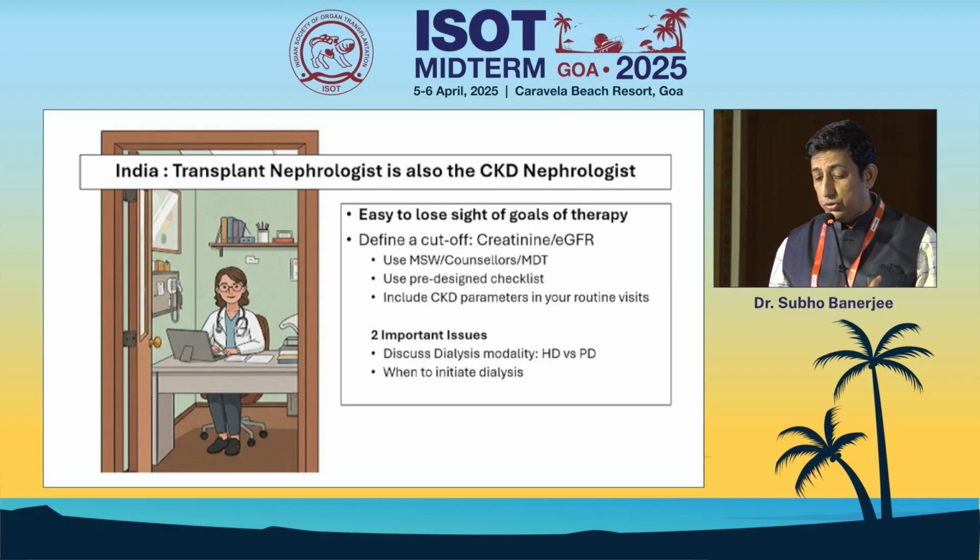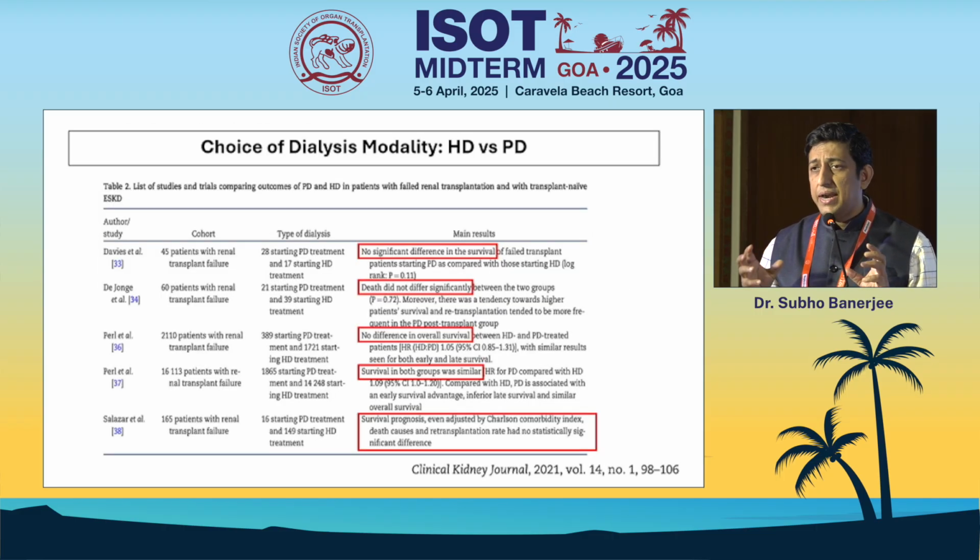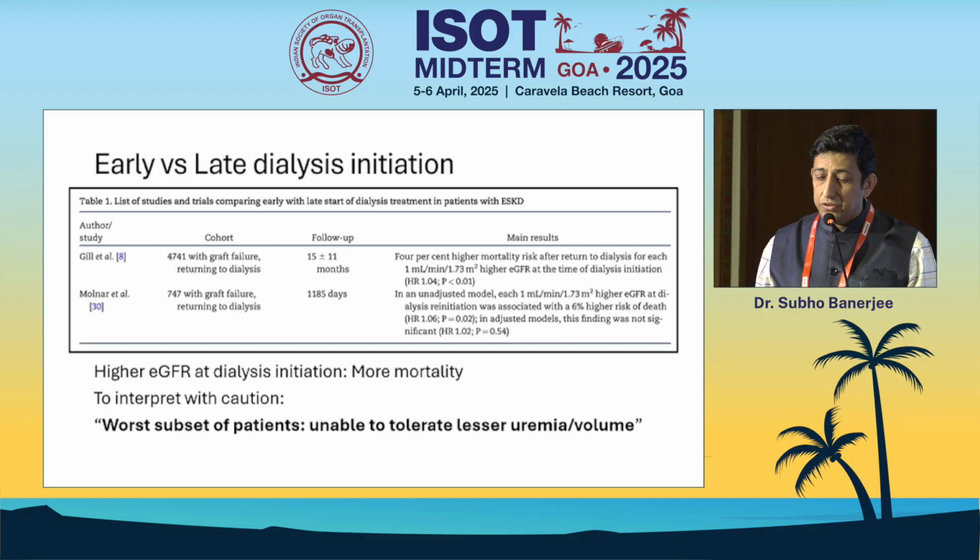Two important issues are to discuss the dialysis modality and when to initiate dialysis. Now, the choice of modality is by and large very non-equivocal. There is hardly any difference between starting PD or starting HD. It is quite possible to put in a PD catheter in a patient with a failing graft and initiate PD. So it mostly becomes center choice, patient choice, and the financial services that are available. Late versus early initiation of dialysis: data has come up that patients who are initiated on dialysis early tend to do worse. Probably it is not because of the dialysis initiation, but because of the subset of patients who need this dialysis.